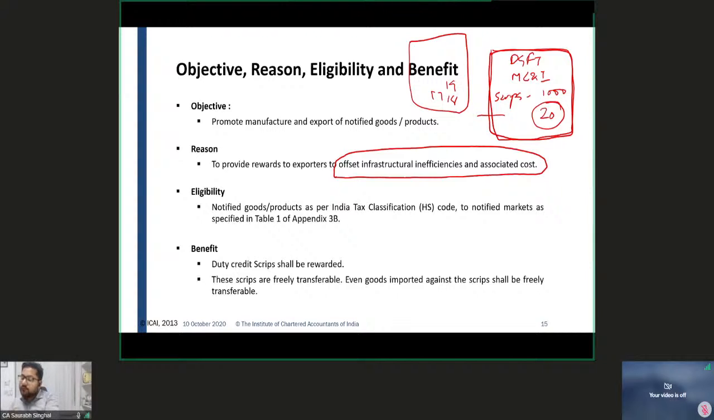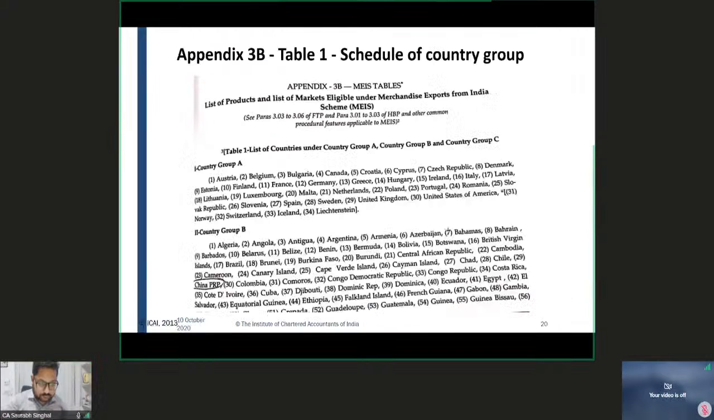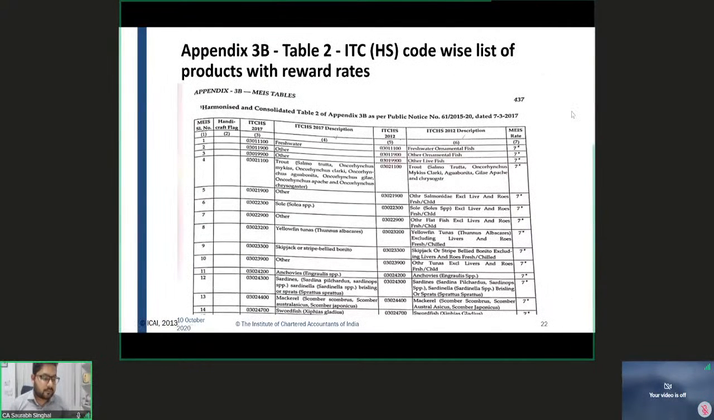So if I am to show you on camera, I have a screenshot also. This rate schedule, it is like this. This one. So ITCHS 2017, ITCHS 2012. This ITCHS is also reviewed by the Ministry of Commerce every 5 years. So as per 2017, this is the HSN code. You can see here, it is an 8 digit, 2, 4, 6 and 8. This is the description and this is the MEIS rate, 7%. This is the kind of schedule that you have under Appendix 3B, B for Bombay, 3B.